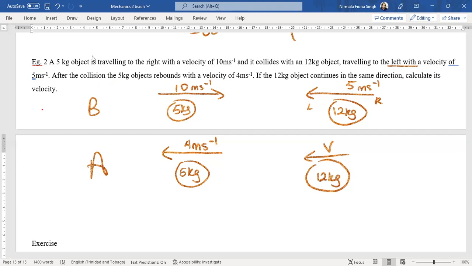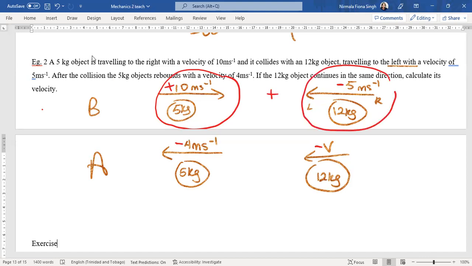What is the very first thing we do? We allocate our signs. So is it 10 positive or negative? Positive. Good. Is our 5 positive or negative? Negative. Good. Is our 4 positive or negative? Negative. And our V? Negative. Right. So that's step 1. Step 2, you're going to work out your individual momentums of each component and add them up together. So that is step 2.